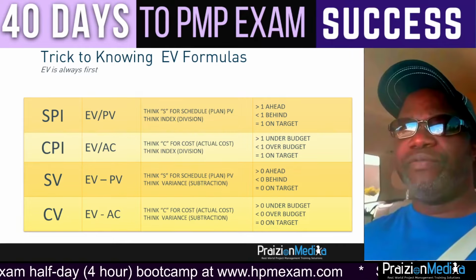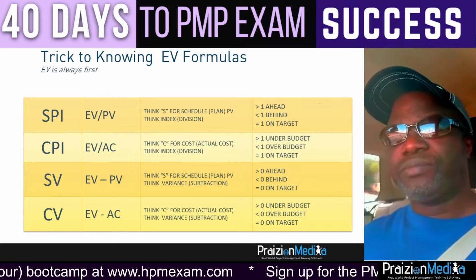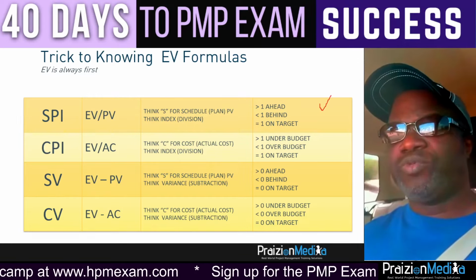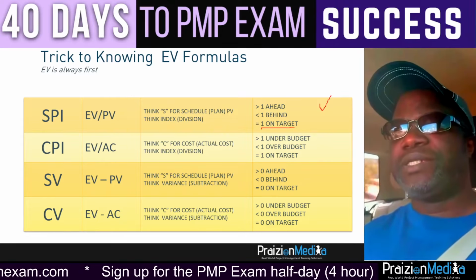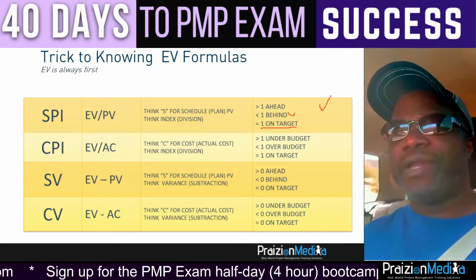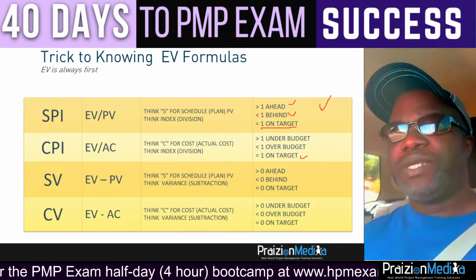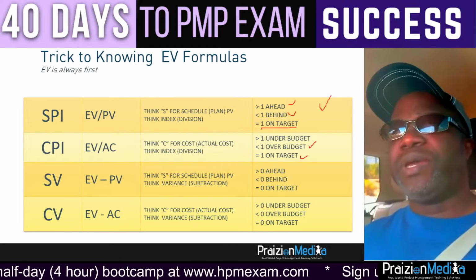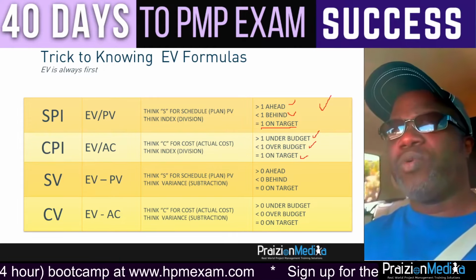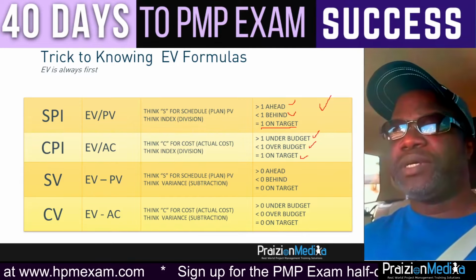SPI equals 0.5, which is less than 1. It means that you're behind schedule. Right? SPI equals 1, you're on schedule. SPI less than 1, you are behind schedule. SPI greater than 1, you're ahead of schedule. CPI equals 1, you're on budget. CPI less than 1, you're over budget. And CPI greater than 1, like a 1.5, 1.2, means that you are under budget.